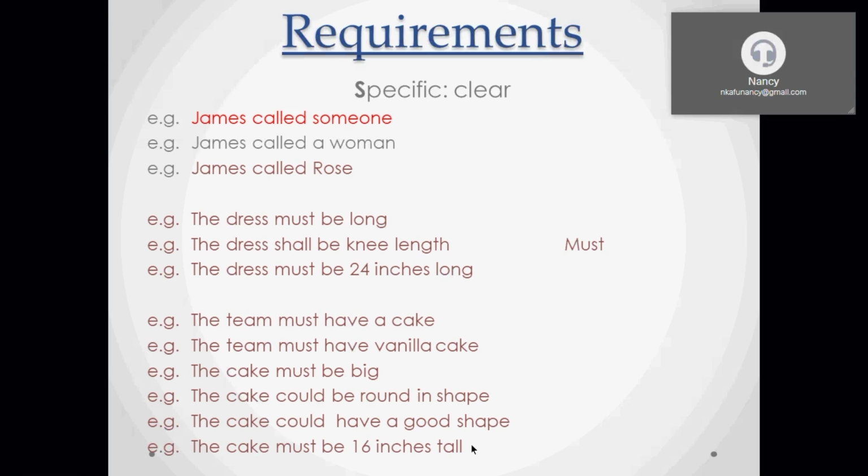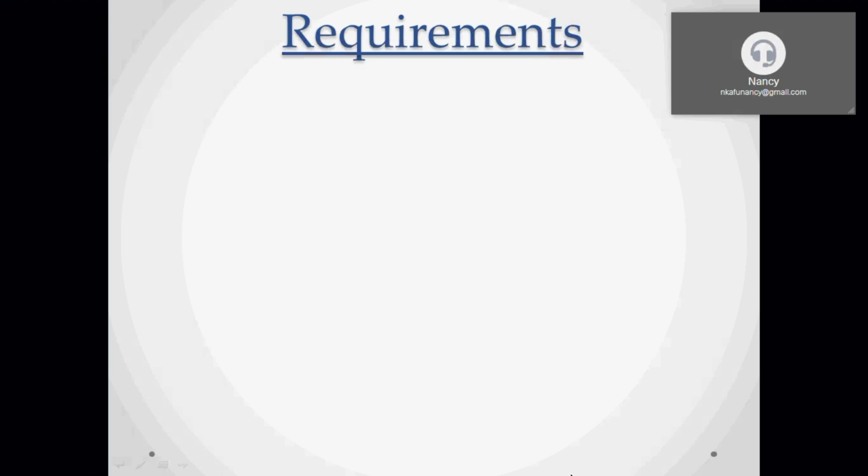So if I want to write it, I would say the cake could be round in shape, because you need to specify the type of shape, because there are so many shapes. I hope that is clear. That's why I started. I'm sure that is very clear. Specific. So you are very specific about the type of cake that you have, vanilla cake, about the shape, which is round shape, about how big it is, which is 16 inches. So, okay, now your requirements must be specific.